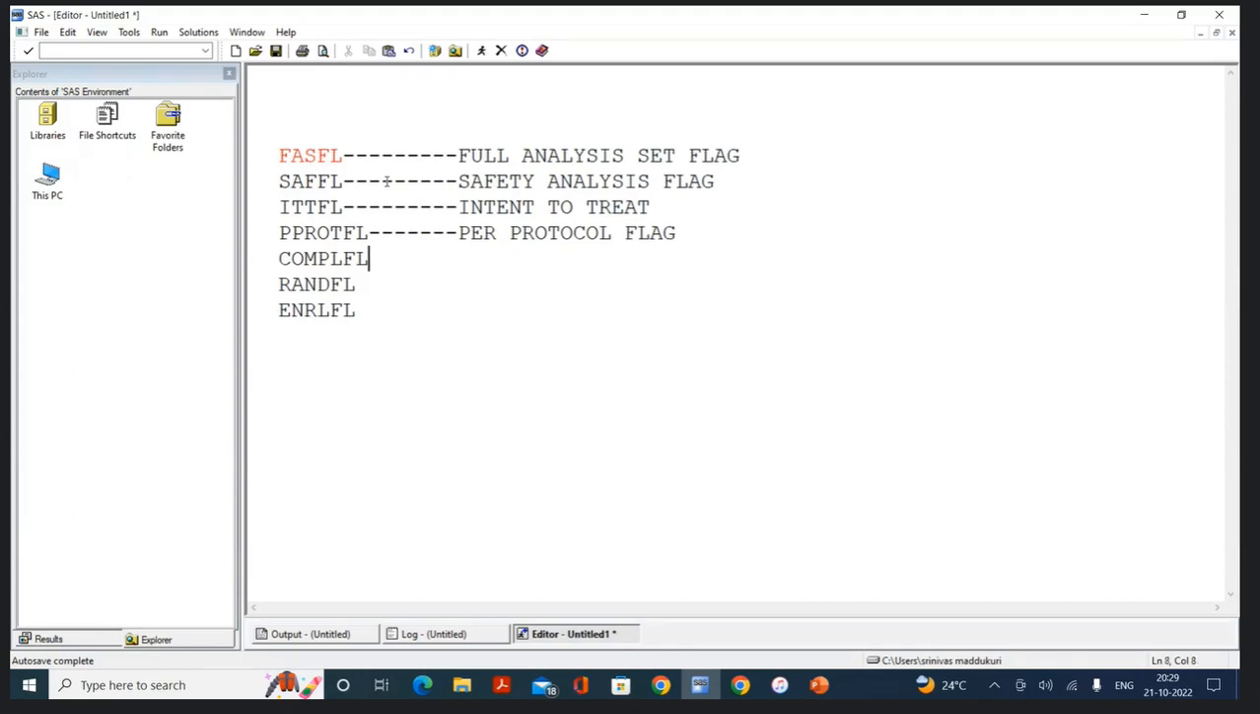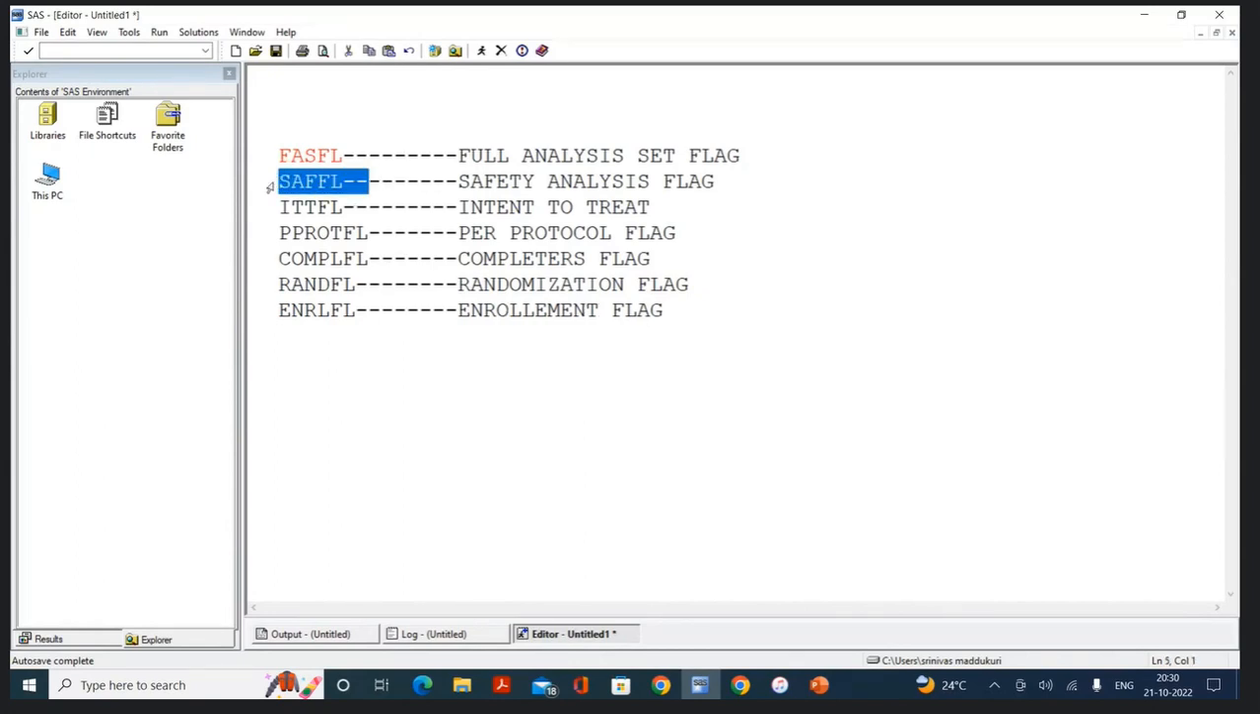And the next one is the completer flag. Then we are going to have the randomization flag, and then finally the enrollment flag. So these are the 7 flags that we have. Now we'll see what is SAFFL, the safety analysis flag.